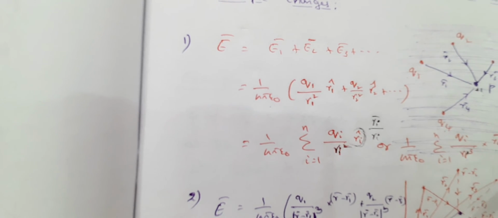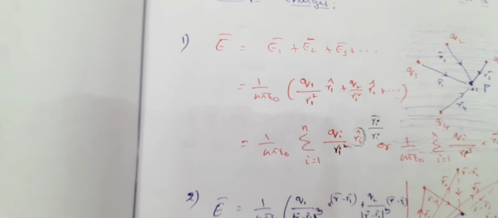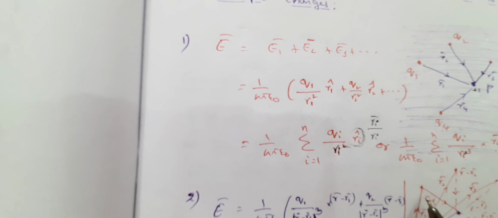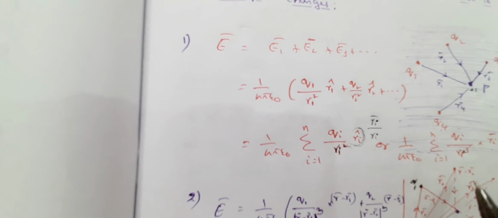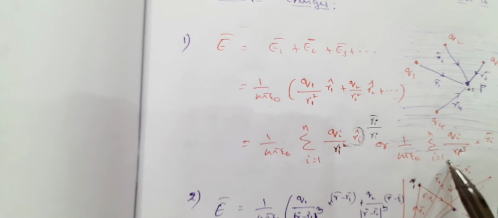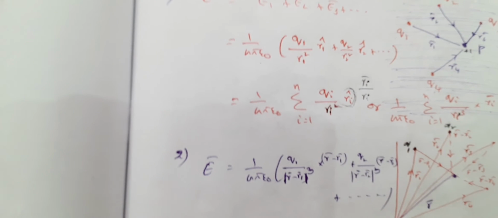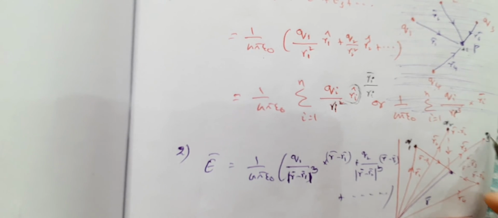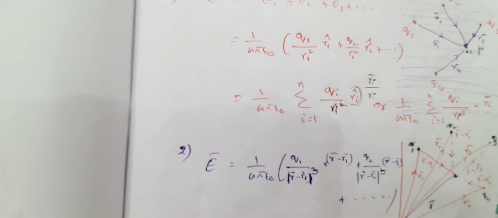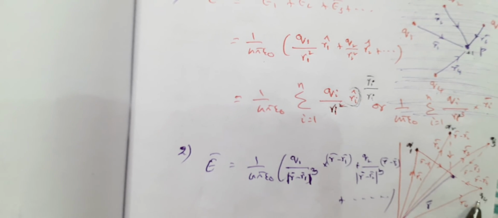So now the same, if position vectors of the different charges are given, right? That means where the charges are located. So let me say that this is Q1, this is Q2, and this is Q3, and this is Q4. I have charges Q1, Q2, Q3, Q4.